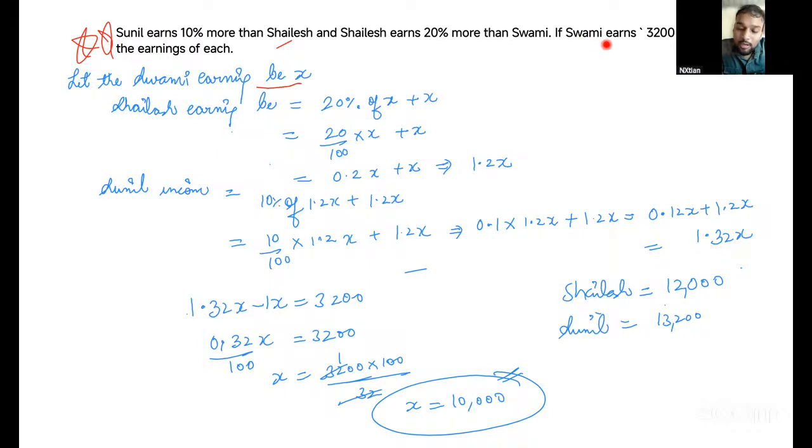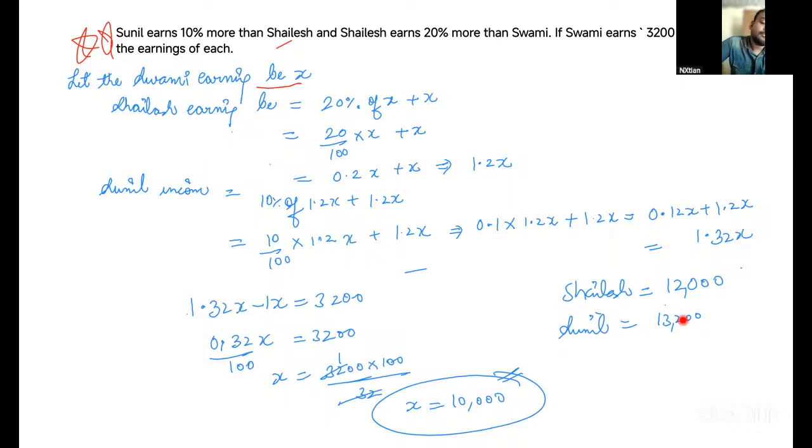Okay, and now it is written that Swami earns 3,200 less than Sunil. So what is Sunil's income? Sunil's income is 1.32x. What is Swami's income? Swami's income is x. When I subtract it, I will get the answer and I will solve it. I will get that x is 10,000. It means that Swami's income is 10,000. Now Shailesh's income is 1.2x, which means 1.2 times x. So I will solve it. I will get Shailesh's income as 12,000. And Sunil's income is 13,200. Like that.